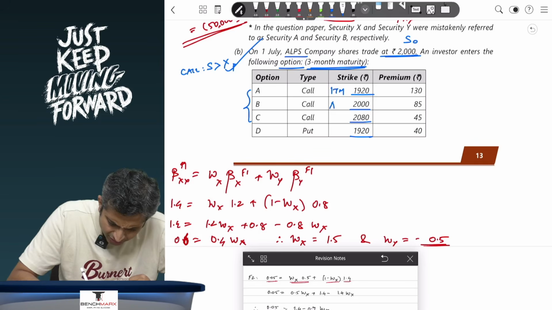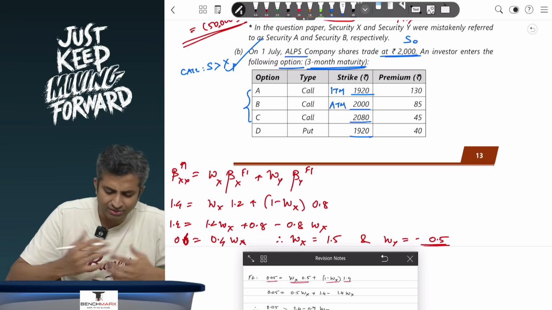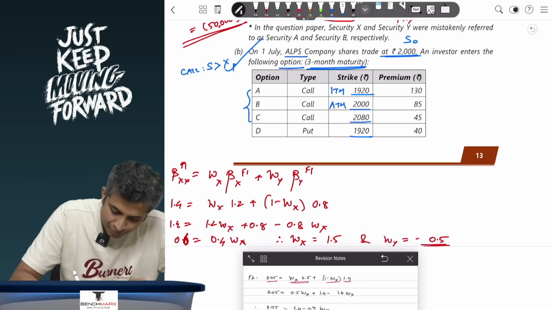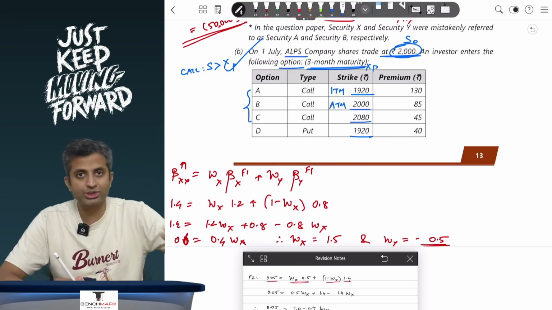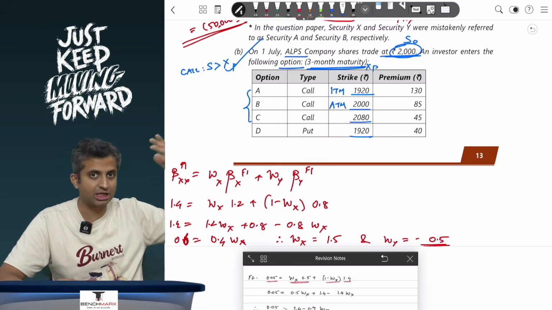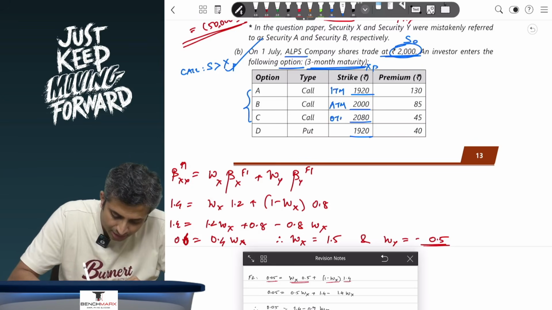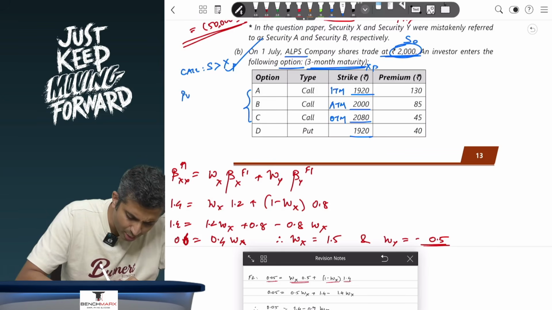In the second case, it is at the money. I mean, this is exactly the same spot and exercise price. This is your spot. These are your exercise prices. And in the third case, you are getting a chance to buy at 2080, something which is available at 2000, and hence this is out of the money. This is OTM.